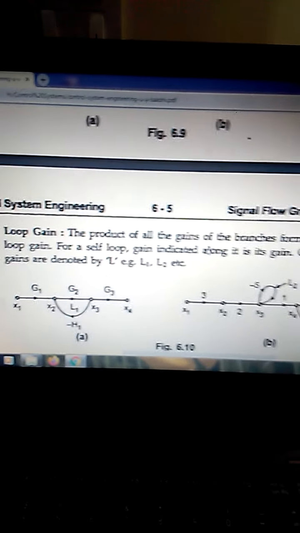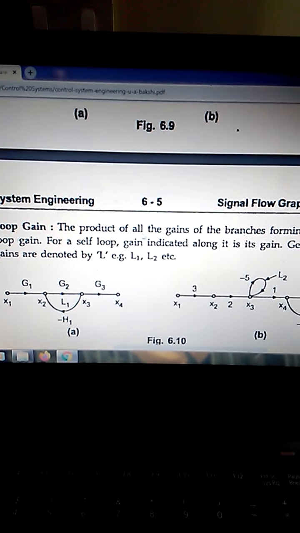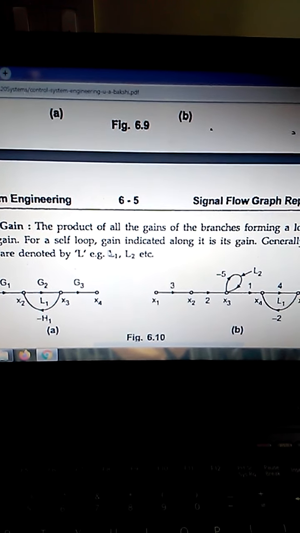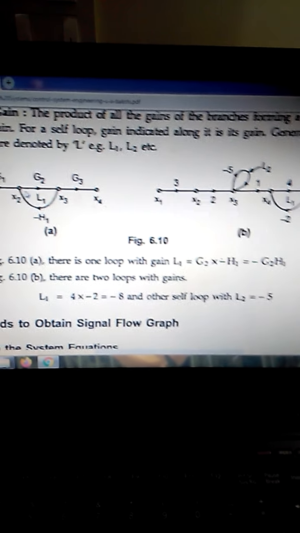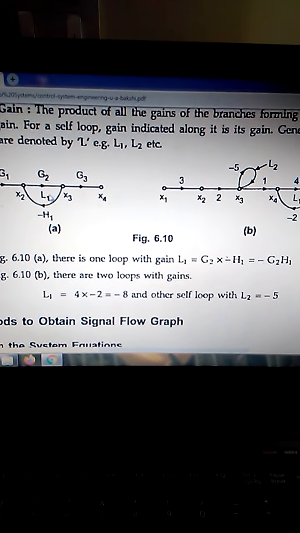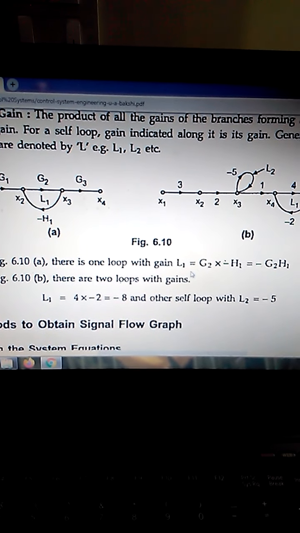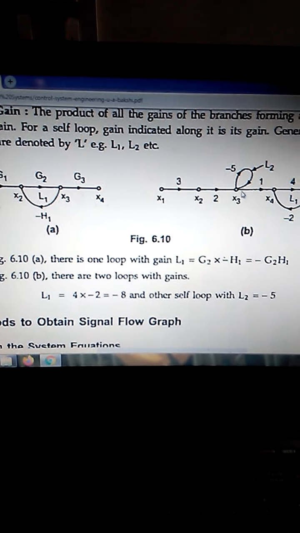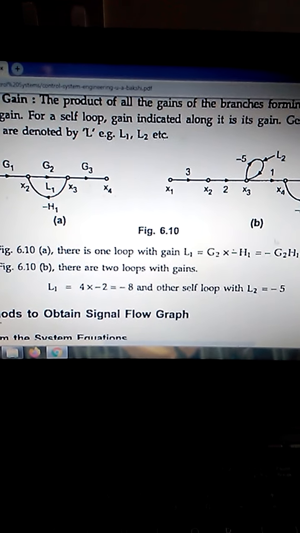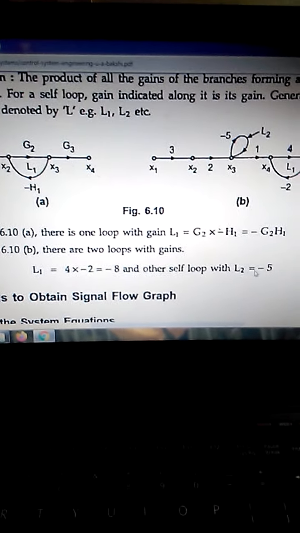Next one is loop gain. The product of all the gains of the branches forming a loop is called loop gain. Say this is L1. With respect to L1, the loop gain will be G2 into minus H1. Then for the second loop L2, it is minus 5.